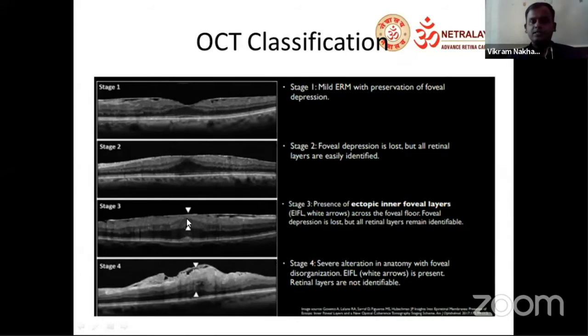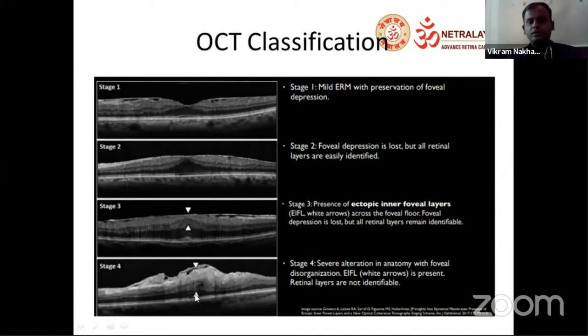Stage 3 shows the presence of ectopic inner foveal layers, which is depicted by white arrows across the foveal floor. The foveal depression is lost, but all the retinal layers remain identifiable. Whereas in stage 4, there is severe alteration in the anatomy with foveal disorganization.